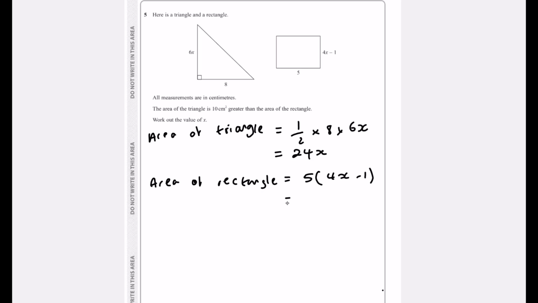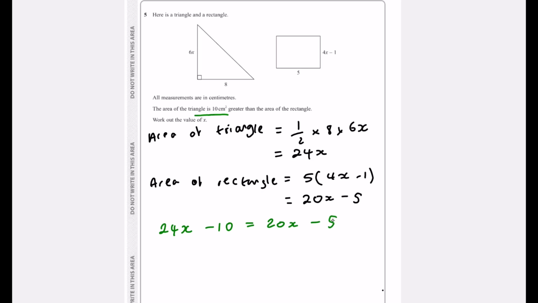And we could expand that if we wanted to, 20x minus 5. So now let's make this into an equation. So the area of the triangle is 10 more than the rectangle. So the area of the triangle take away 10 must equal the rectangle. So now we've made an equation that we can solve to find x.